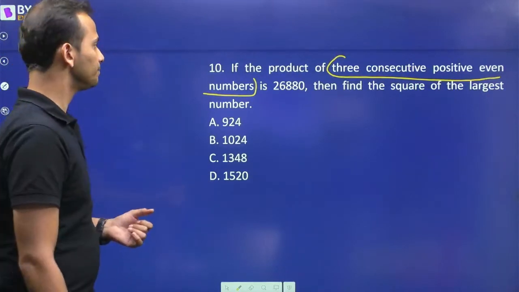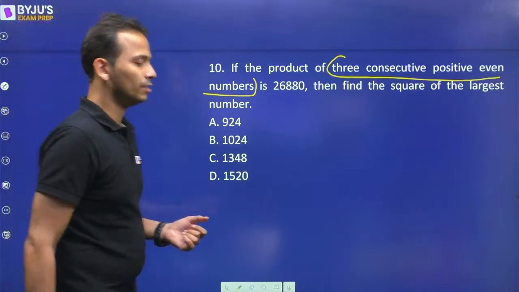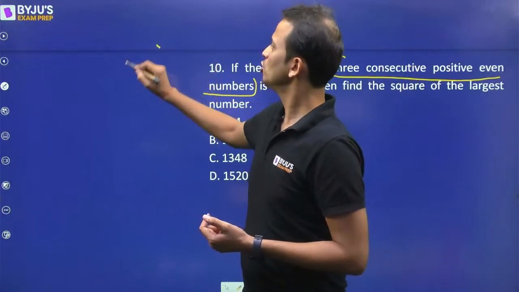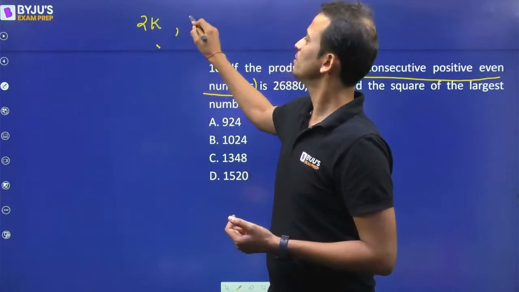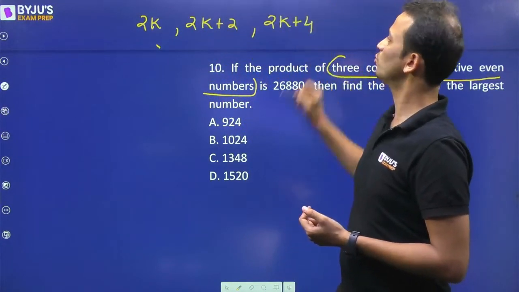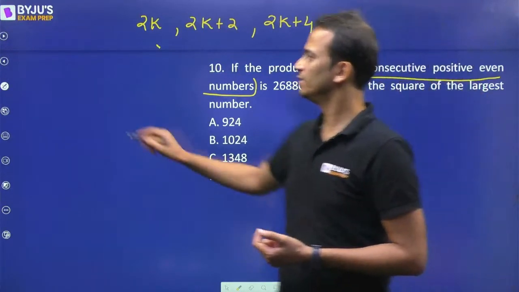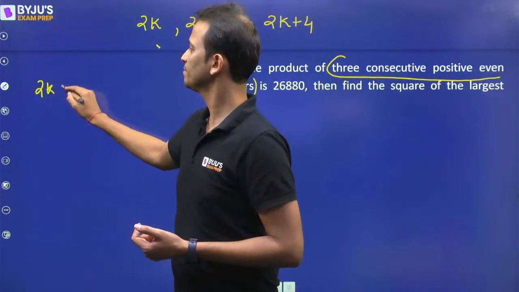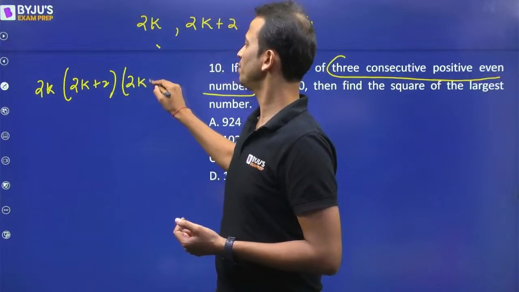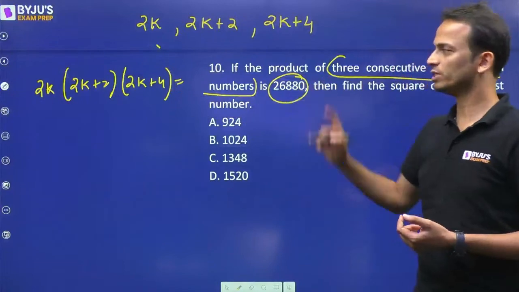All right, shall we see? Now 3 consecutive positive even numbers. So I'll start by assuming these numbers as 2k, 2k plus 2 and 2k plus 4. Okay. Now their product is given as 26,880. So the product of 2k with 2k plus 2 and 2k plus 4 is equal to this number.